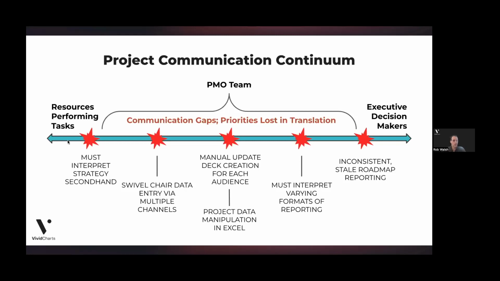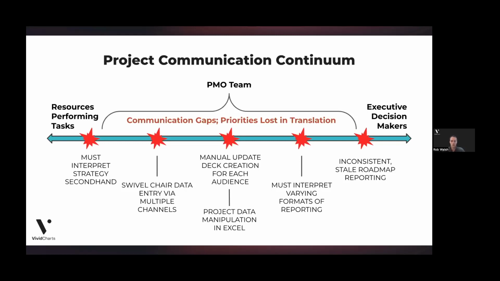On one end of the spectrum, like on the previous slide, at the task and subtask level, you have the resources performing the tasks. And they're interpreting strategy at a second-hand level. They're interpreting it through what they hear from their executives, what they hear from their project manager, and also what they can intuit out of the tasks they're actually performing.